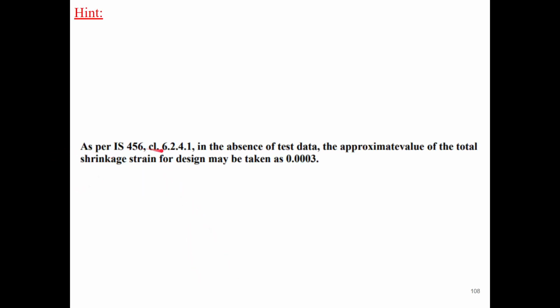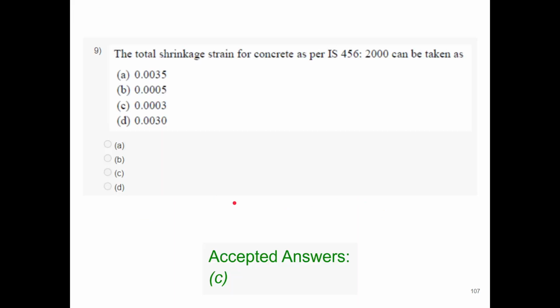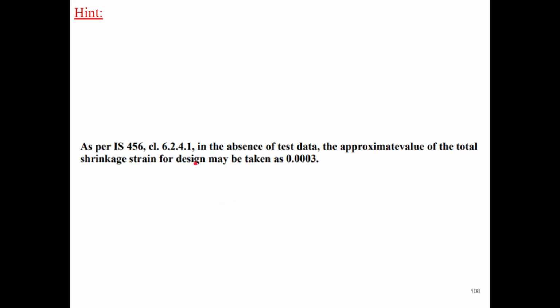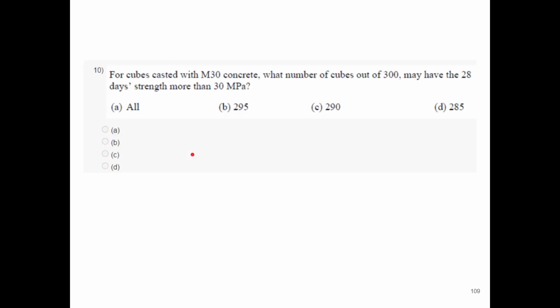Here it is mentioned as per IS-456 clause 6.2.4.1. This is the clause basically: in the absence of test data, the approximate value of the total shrinkage strain for design may be taken as 0.0003. So this 0.0003 is the value of total shrinkage strain taken for design of concrete in the absence of test data as per clause 6.2.4.1. And this is the last question for today.